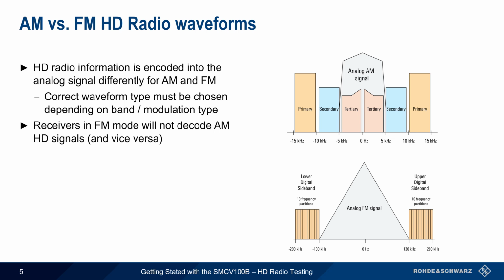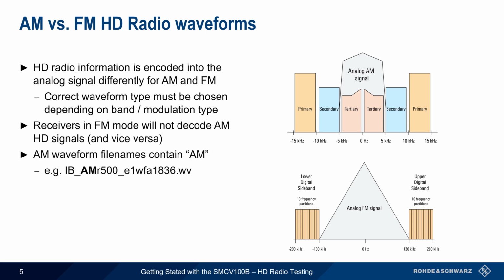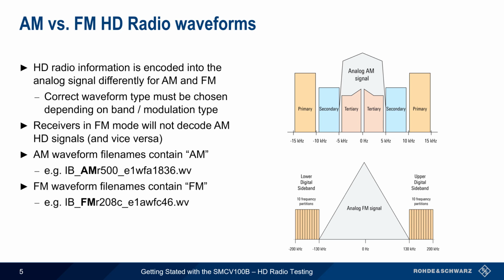It is, however, easy to tell if an ARB file contains an AM or FM waveform, since AM waveforms begin with IB-AM and FM waveforms begin with IB-FM. A complete list of the files supplied in the HD radio library can be found in the SMCV documentation.